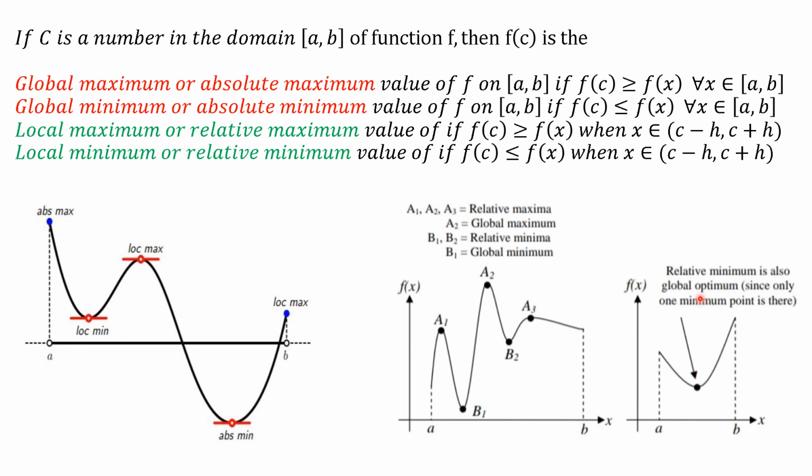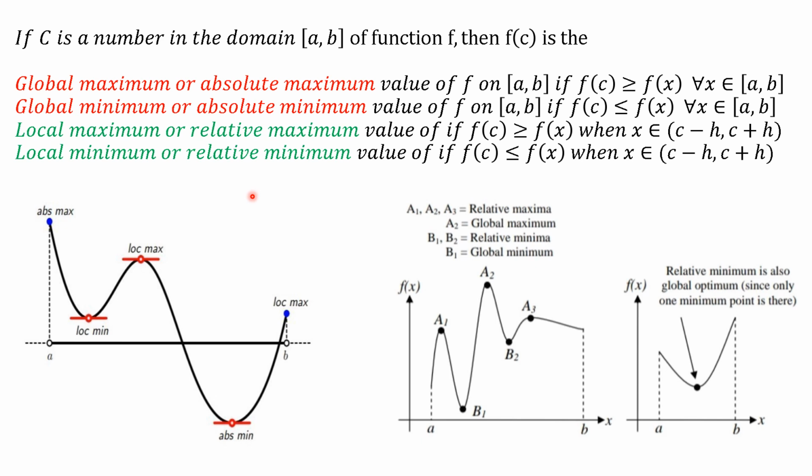See here in this graph, the relative minimum is also the global minimum because only one minimum point is there. Here in the first graph, this is the global maxima or absolute maxima, and here is the absolute minimum. Absolute minimum means global minimum, this point.